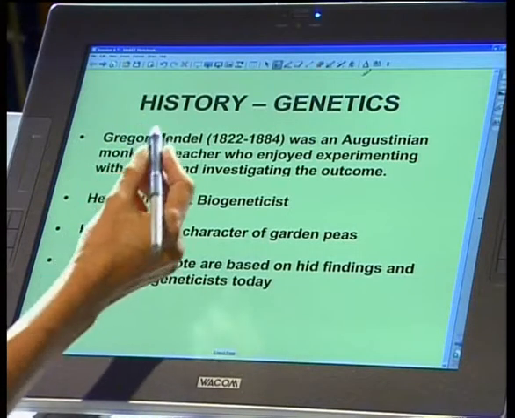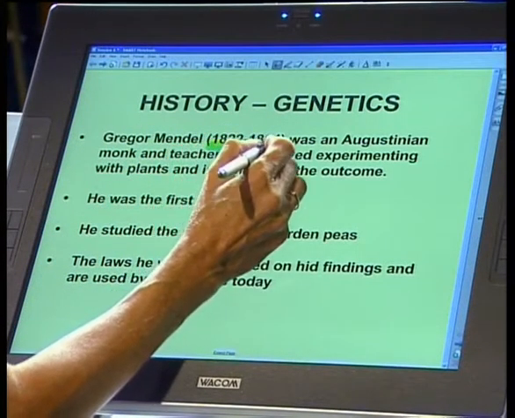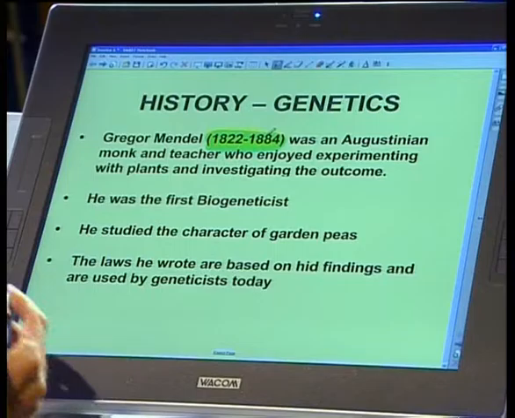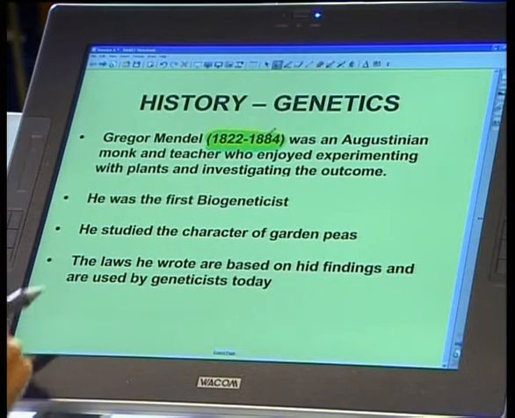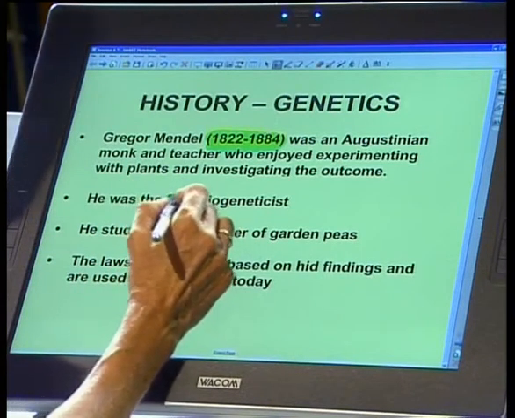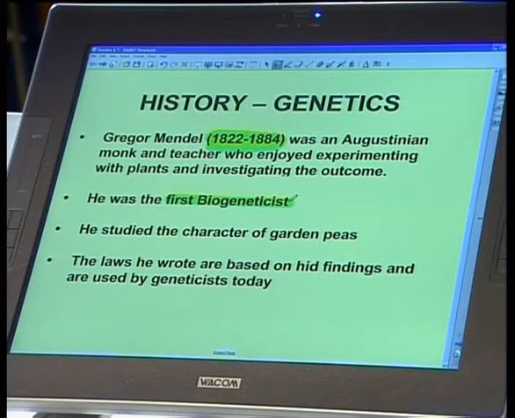There was a chap called Gregor Mendel, and he lived from 1822 to 1884. He was an Augustinian monk and a teacher, and he enjoyed experimenting with plants and investigating the outcome. He was the first biogeneticist in history. So if you think about it, the laws that this man wrote in about 1860 apply today. He wrote the first laws, and we use them in genetics today.